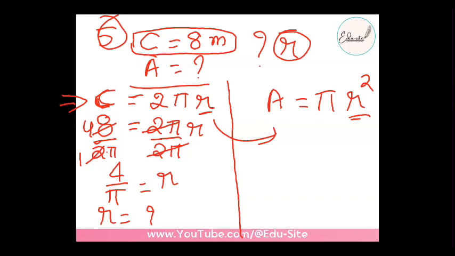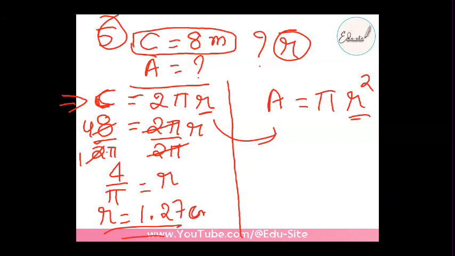Circumference would seem quite easy for you. Wait, we didn't do 8 divided by 2? Oh, we did, okay. 8 divided by 2 is 4, so it is 4 over pi. So we do 4 divided by 3.14, and that's 1.27. So 1.27 is the radius.